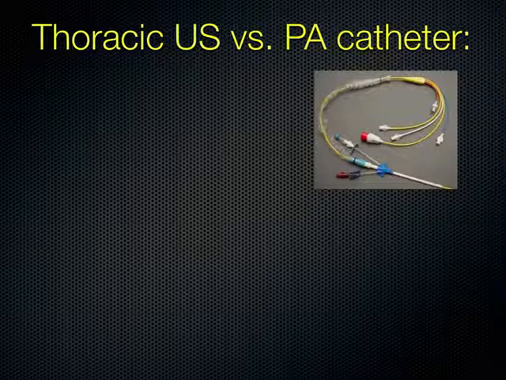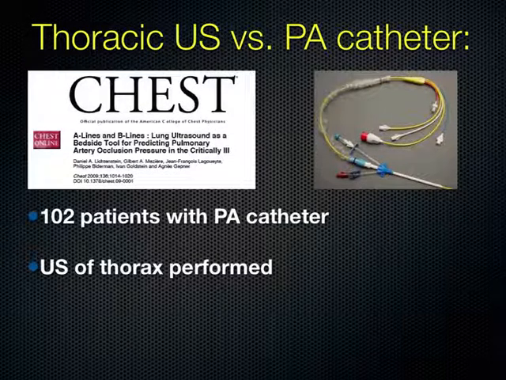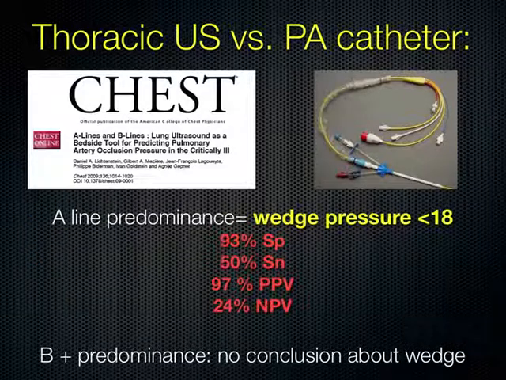Just to mention the utility of PA catheters compared to ultrasound for trying to understand the causes of respiratory failure. A CHEST article recently looked at A lines and B lines to see what they could tell us about pulmonary capillary wedge pressure. There were 102 patients who had a PA catheter. All of them had an ultrasound of the thorax performed. The findings were that if there were an A line predominance, then the wedge pressure was always less than 18. B line predominance did not allow you to make a conclusion about the wedge because cardiogenic pulmonary edema and non-cardiogenic pulmonary edema can often appear similar.